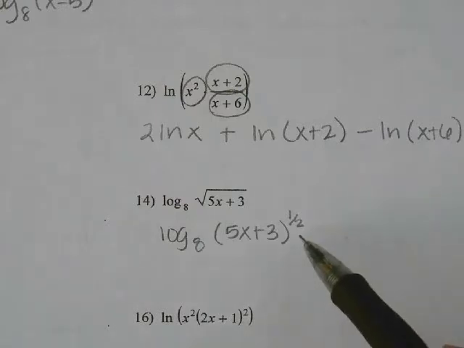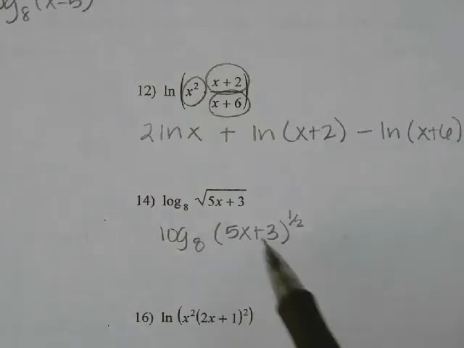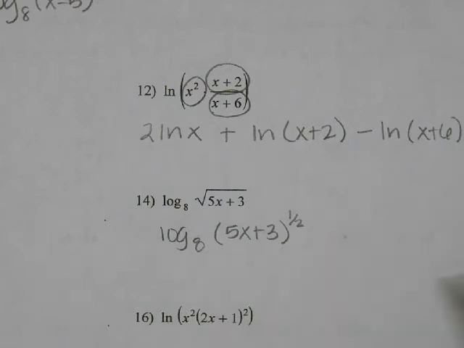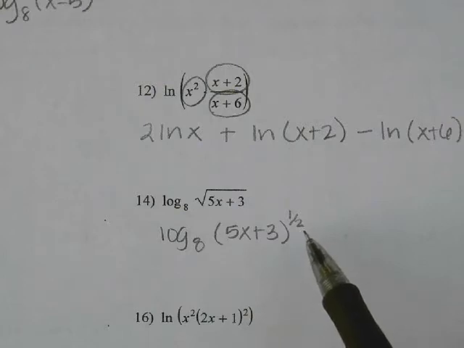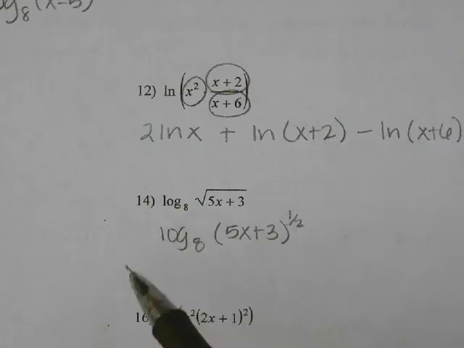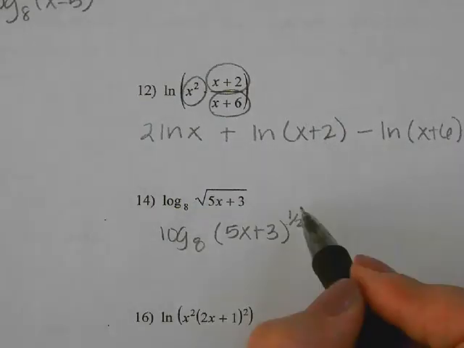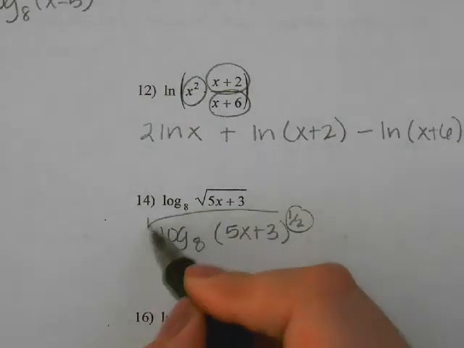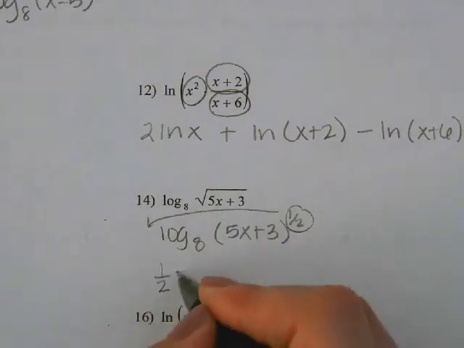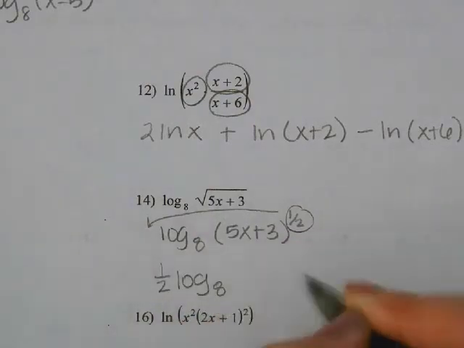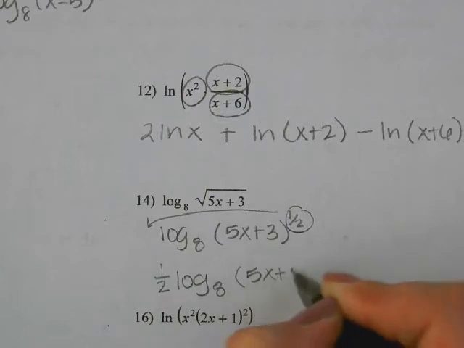So in this case, we can see it's only one group, so we only have to write the word log once. But having the exponent on the group is not considered the expanded form. When we have an exponent in the expanded form, we always have to take that exponent and move it to the front. So the only thing you have to do to this problem is take that 1/2 and put it in the front like that. So 1/2 log base 8 of 5x plus 3.